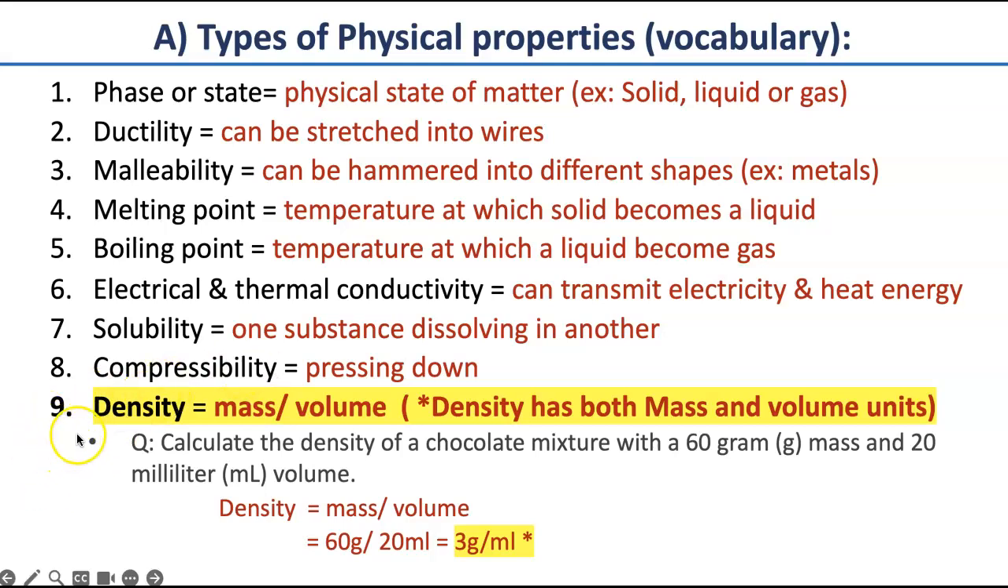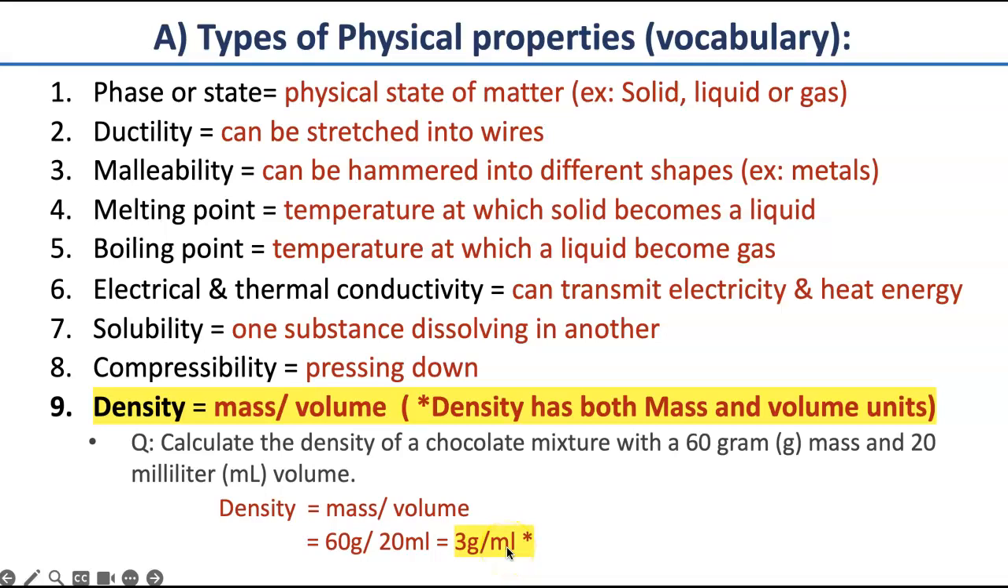I need you to know that density is equal to mass divided by volume, and the unit has both mass and volume units. So here's an example. Say I made a mixture with cocoa powder and water, and the total mass of this mixture is 60 grams or 60 g, and the total volume is 20 milliliters. So if I ask you to find the density, it's mass divided by volume. So you're going to divide 60 grams by 20 milliliters, and you get 3 grams per milliliter.